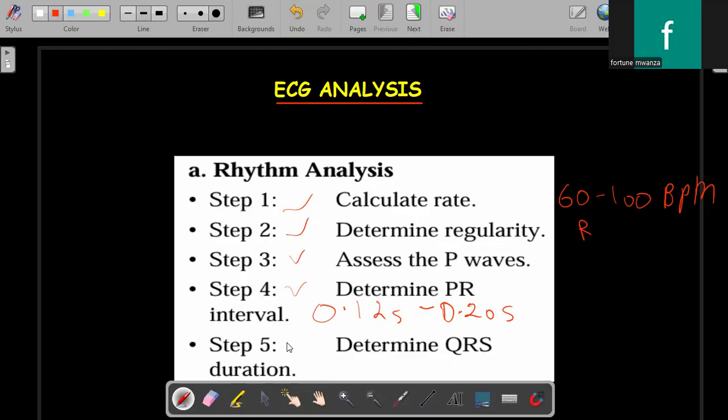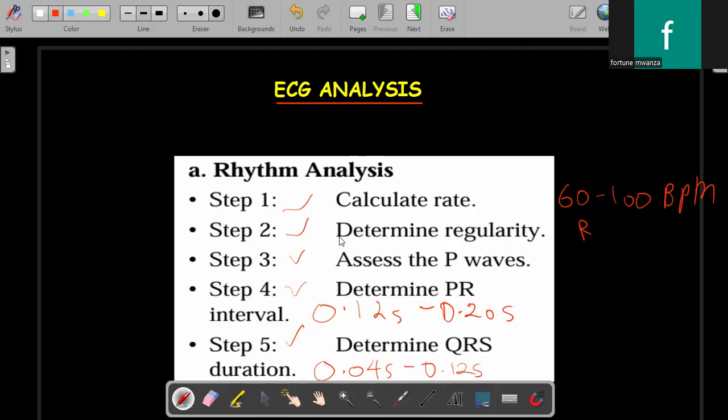Then the final step is determining your QRS duration. There's also a normal range for your QRS duration, which is between 0.04 seconds to 0.12 seconds. So you determine it. If it's not within the normal range, then just know that there's a certain arrhythmia you have to diagnose from there. Those are the things you have to take note of. These all 5 steps you have to take note of when analyzing your ECG.